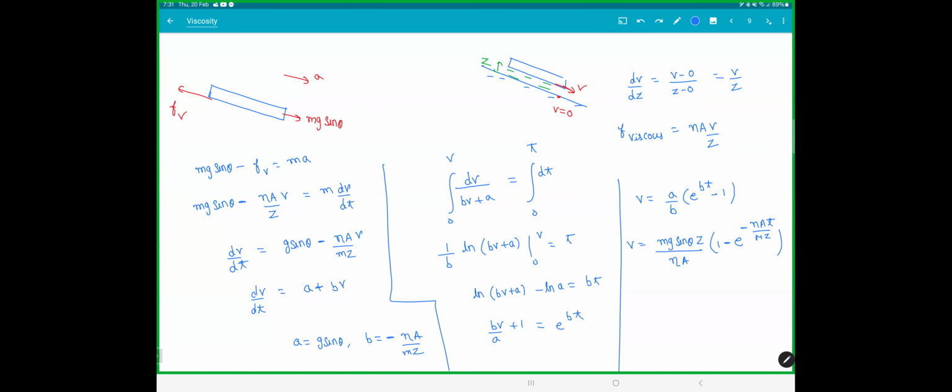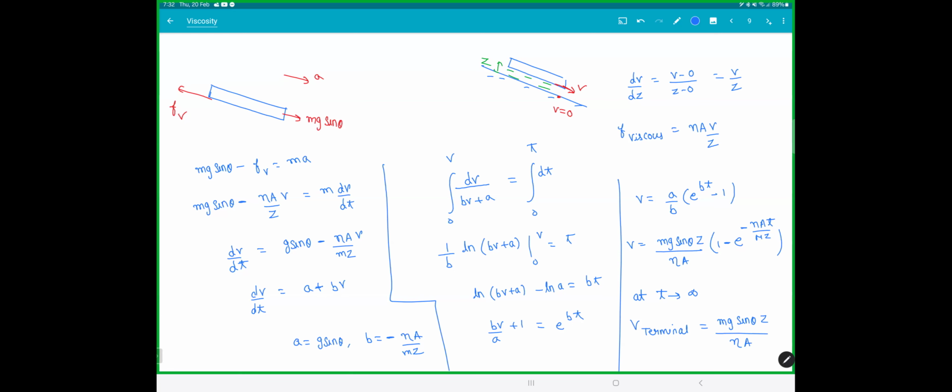Now, if it is a simple Mains level question, they'll ask you to find the final velocity. So you can clearly see here at t tends to infinity, the velocity becomes v terminal. The final velocity is mg sin theta z by eta A. Now, if they ask you in the exam to find the terminal velocity, you need not do this much. But have a look at this. I'll show you how to do that. You can find the terminal velocity much easier in one step.